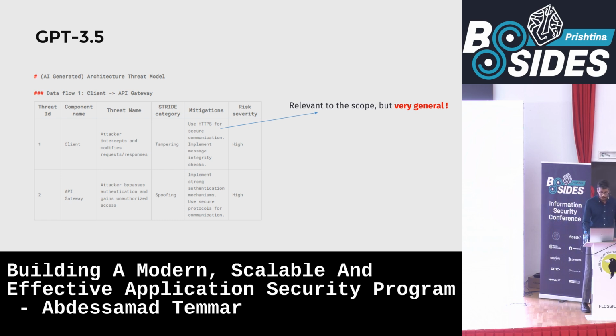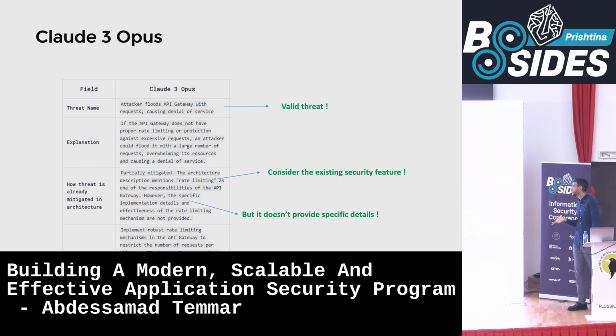And also, we had interesting results with different models like Claude, for example. So here we were able to get a valid threat, which is a flaw in the API gateway. And one interesting thing is that it managed to understand that we already have a security feature to mitigate the risk. It was mentioned somewhere in the project description. So it was able to understand this and use it as a component to mitigate the risk.